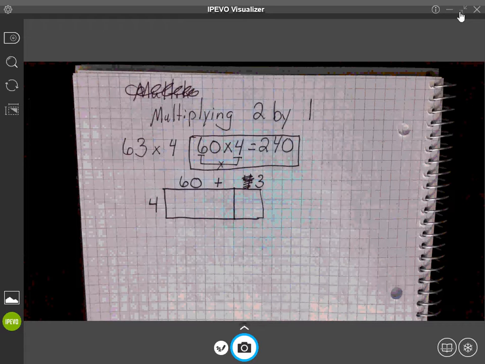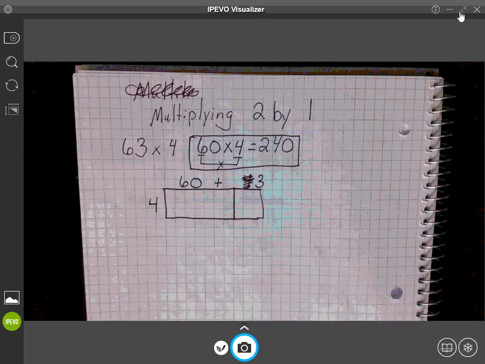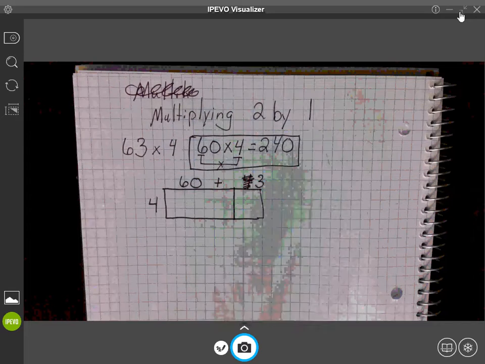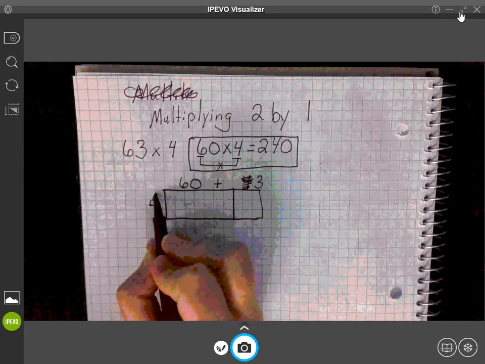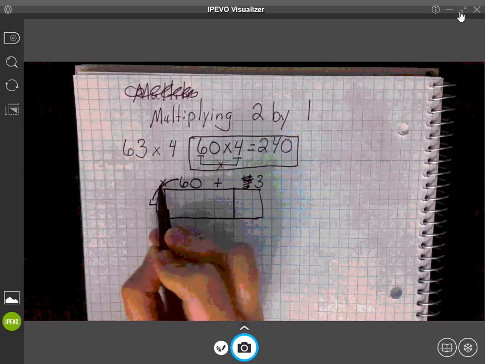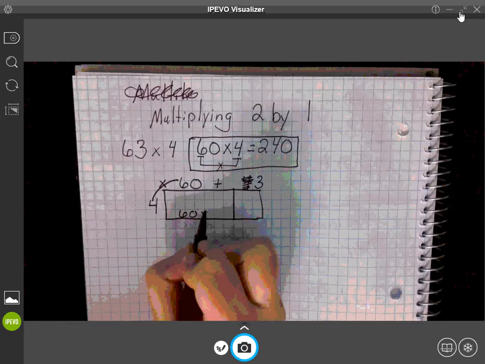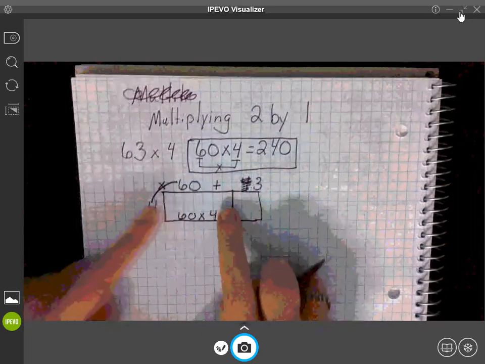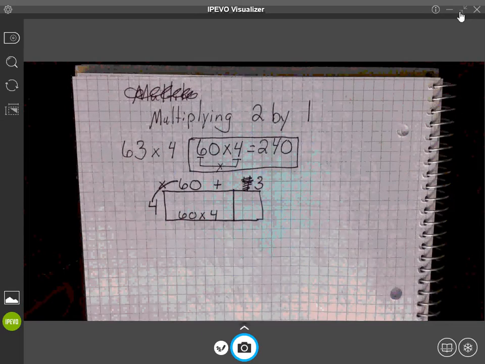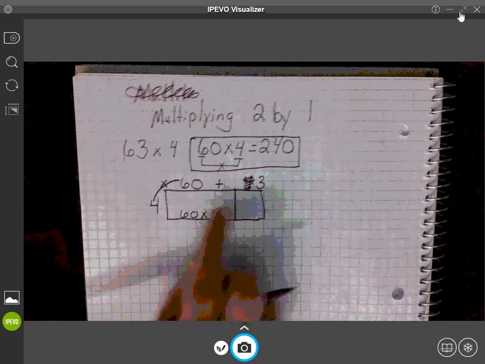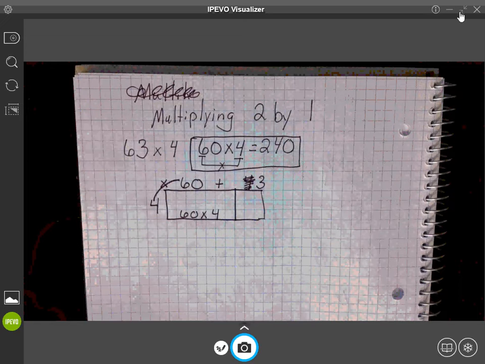Now, the next thing we're going to do is multiply. This is very simple, okay? And you're going to pick up on it real quick. So the first thing I'm going to do is take this 4 here and multiply it with the 60. So the equation is going to be 60 times 4 for this first box right here. Somewhere near that box, put 60 times 4. Don't put it so that the whole space inside the box is taken up by it. Just a little bit.